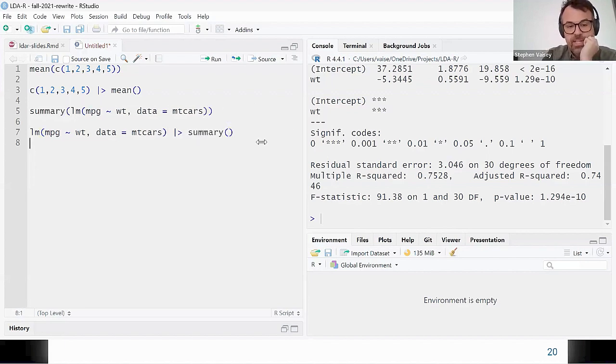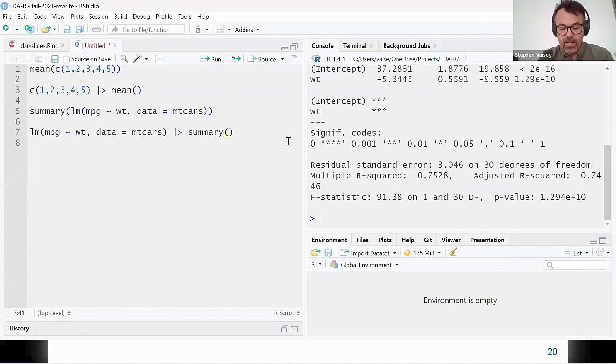Now, the nice part about this, so I use pipe workflow a lot, is it's not shorter. I want you to understand it's not less typing. I mean, you can see it's longer in both cases, but it's just much more clear what's actually happening with a pipe workflow. Like, hey, do this linear regression and then send the results to summary.